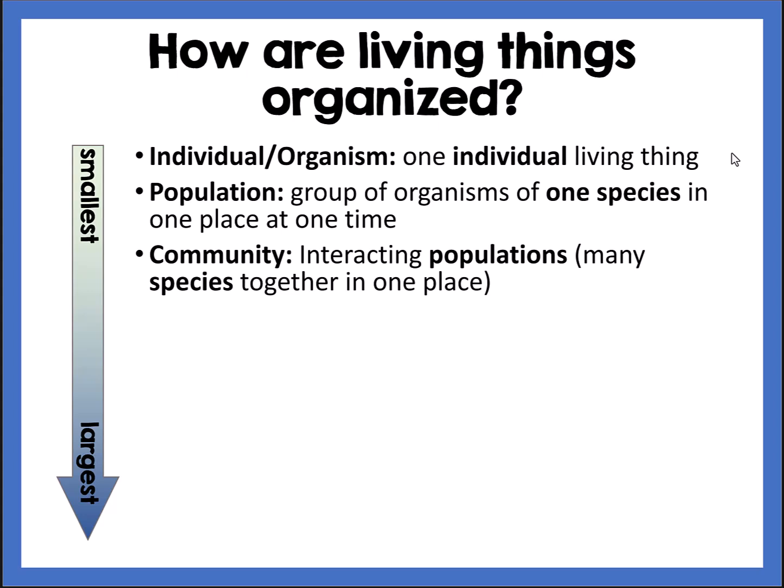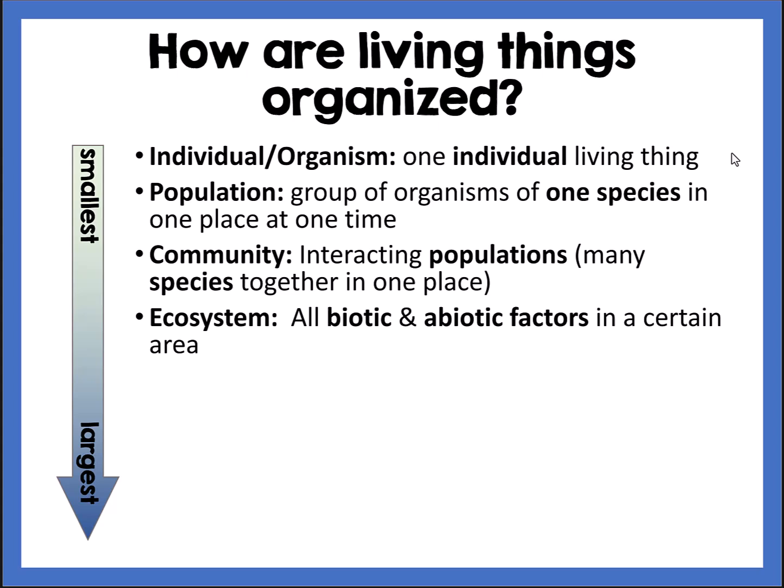A community is several interacting populations or many species together in one place. But of course, since we're discussing only populations here in a community, they're only going to be biotic factors or living things. An ecosystem, however, is all of the biotic and abiotic factors in a certain area. So you might be discussing a swamp, and you're not only discussing the community in that swamp of all of the different species that are interacting there, but you would also be discussing the temperature of the swamp and the humidity and the water level and things like that. Those would be the abiotic factors.